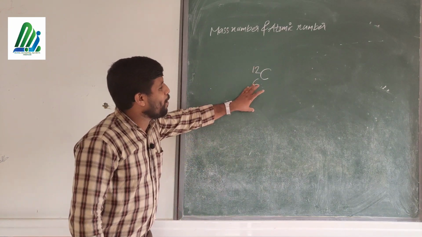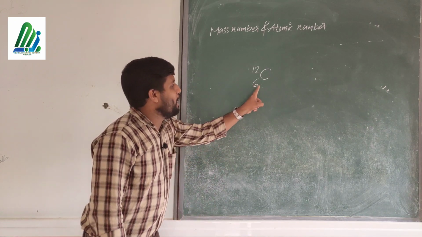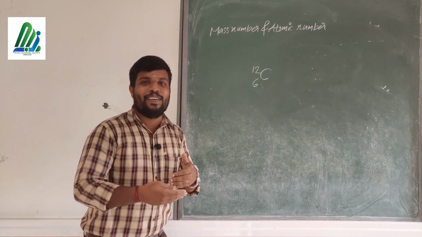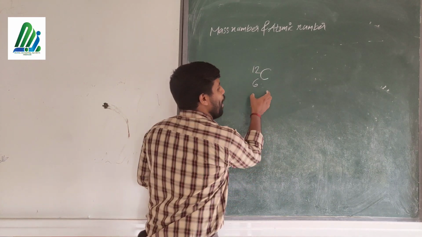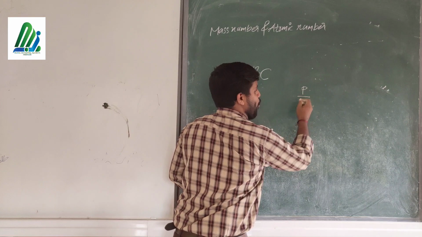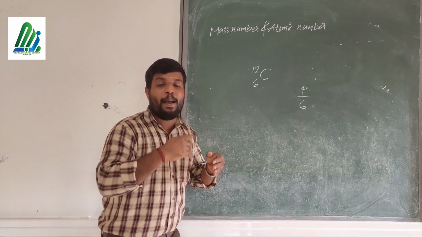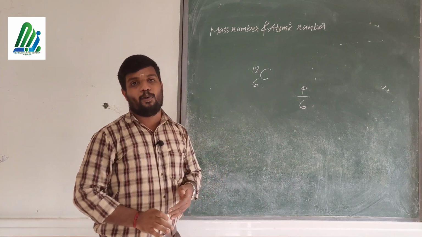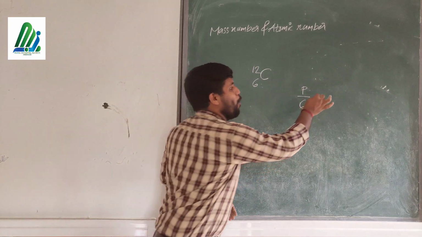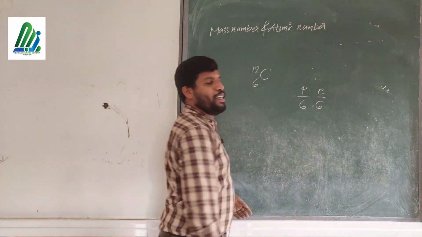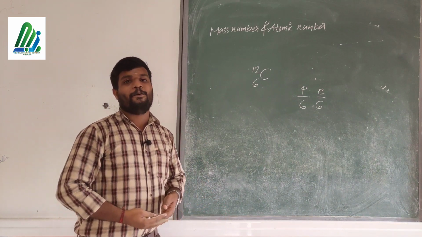It is easy to calculate many things by using this symbolization. If you know the atomic number, which is 6, we want to know that the atomic number is the number of protons. So what is the number of protons here? 6 protons. Then we know that the number of protons and electrons are equal in an atom. So how many electrons are there? That is also 6.